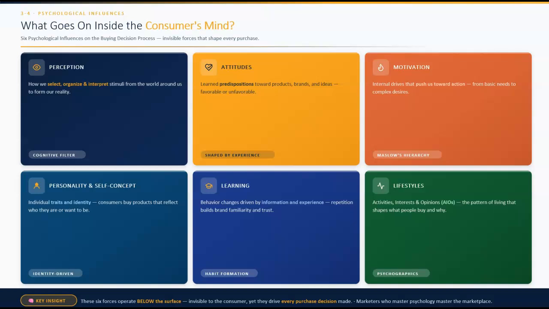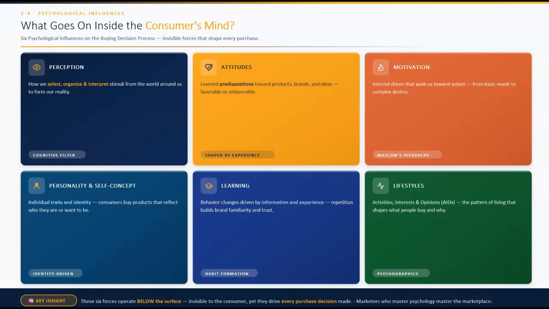Motivation, internal drives that push us toward action from basic needs to complex desires. And we use Maslow's hierarchy of needs here. I'll let you guys research that. That's where you have your basic needs, safety, security, then food, water, all of those needs on a pyramid.